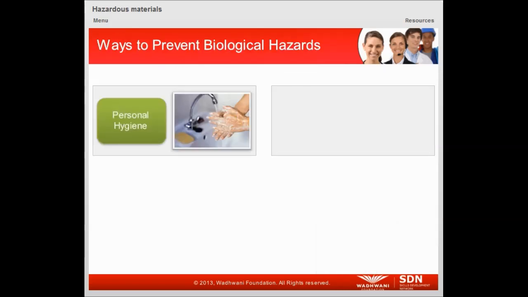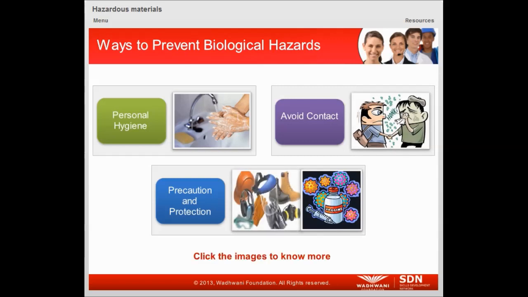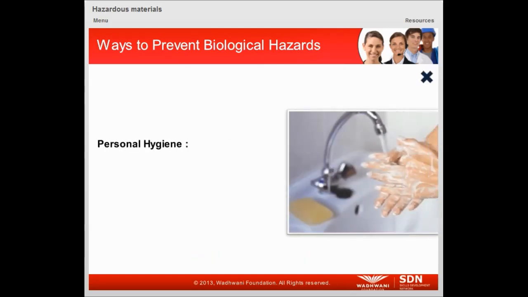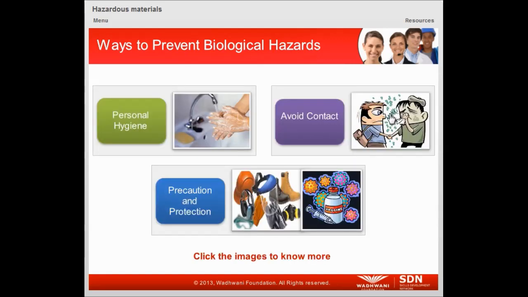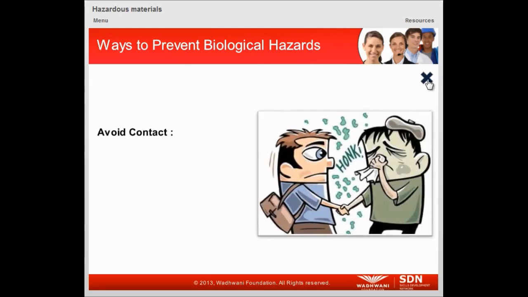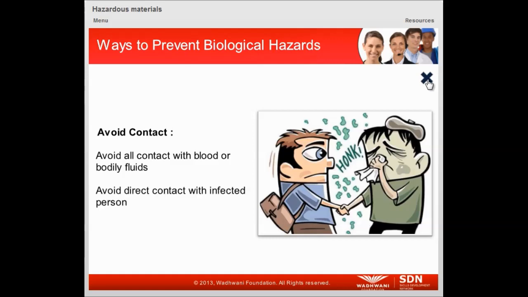Let us learn the ways to prevent biological hazards. Click images to know more. Personal hygiene: wash your hands regularly. Do not ingest contaminated water. Avoid contact. You can avoid all contact with blood or bodily fluids and avoid direct contact with an infected person.